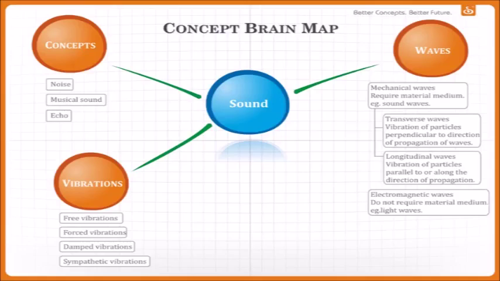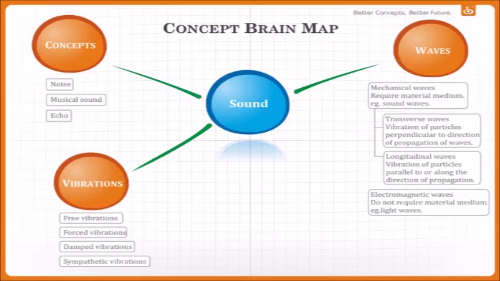The third one we considered was damped vibrations, which is a realistic case of free vibrations. When the external periodic force is applied on the body, the body starts vibrating with reducing amplitude. This is because of the presence of external damping forces, which are caused by air resistance, and hence we say such vibrations are called damped vibrations. And last was sympathetic vibrations, which is a special case of forced vibration.